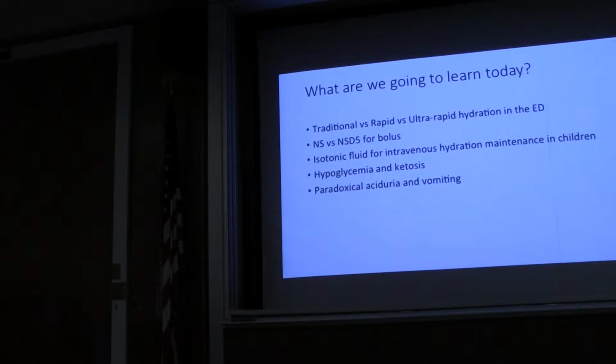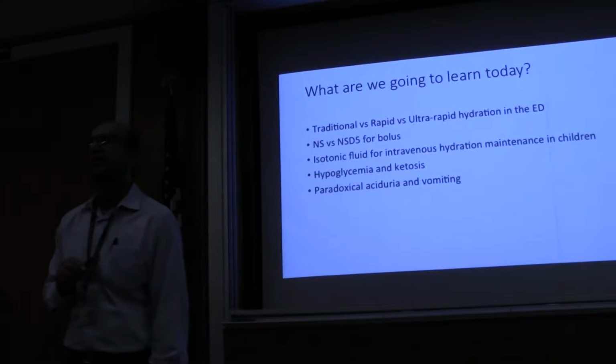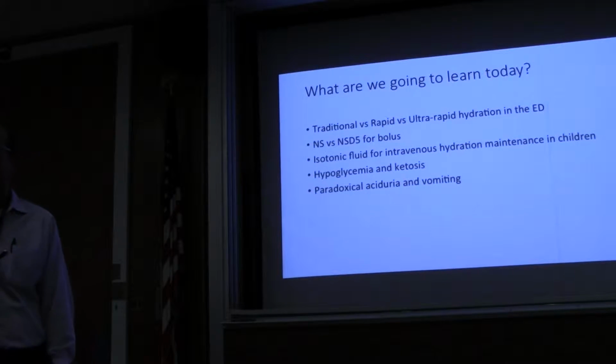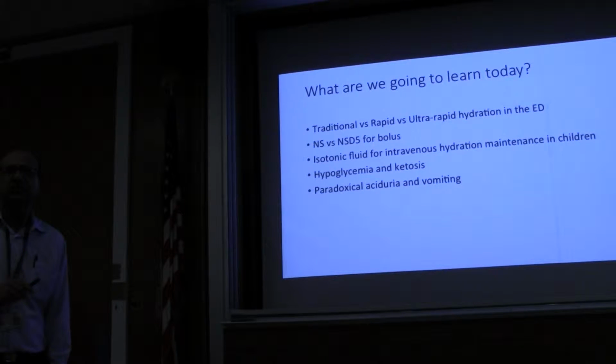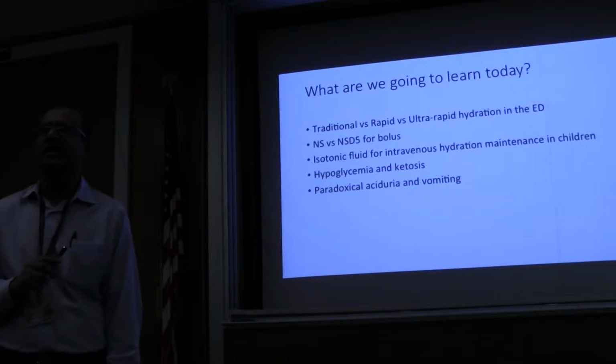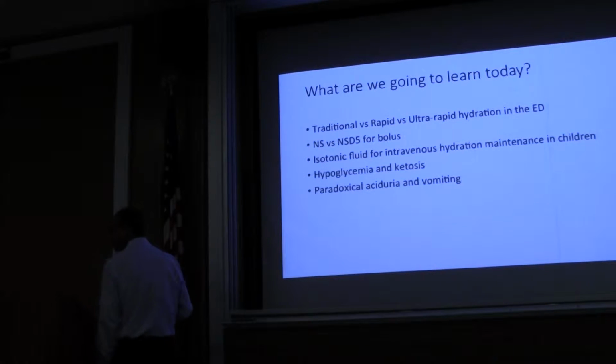And now, in my opinion, the 1/5, the 0.18, 0.45 for maintenance is obsolete and should never be used again in medicine for maintenance. So we'll talk some time on that. And then we will go through the concept of hypoglycemia and ketosis. It's a disease, it's a process. And then of course, for people who come only with vomiting, what does the word paradoxical aciduria mean and the pathophysiology behind that. And we'll see how that goes.